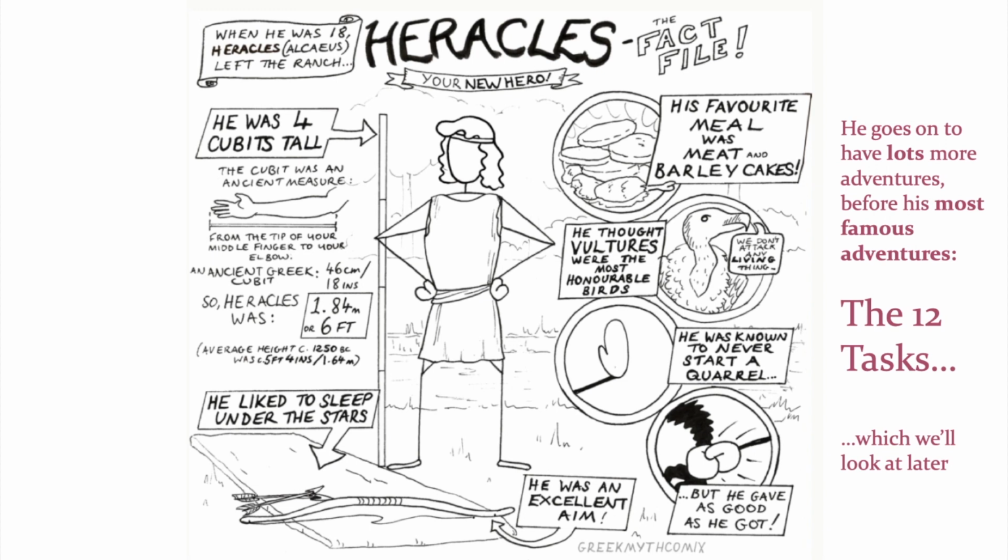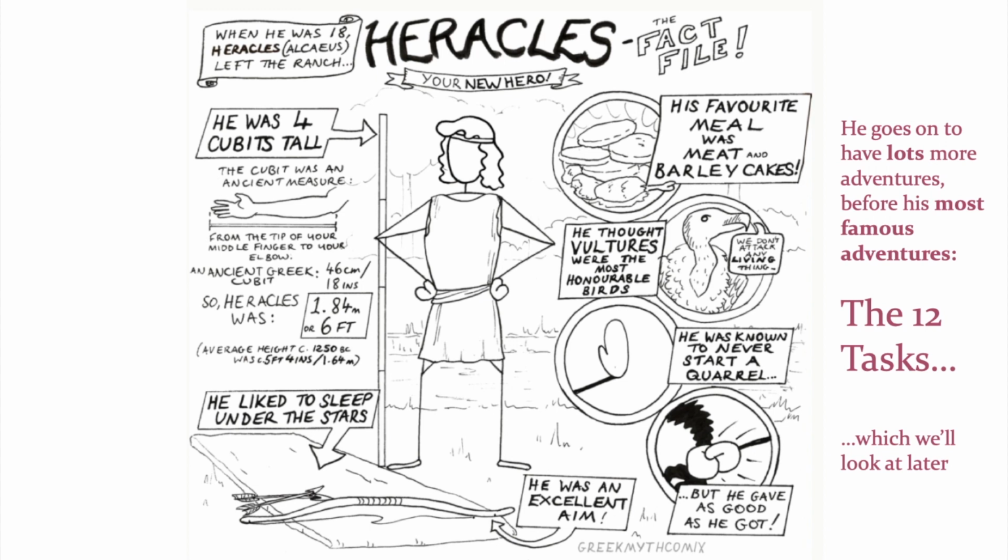He liked to sleep under the stars while hunting. He was an excellent aim with his bow and arrow. His favourite meal was meat and barley cakes, simple fare but tasty. He thought vultures were the most honourable birds because vultures don't attack any living thing, they only eat what is already dead. And he was never known to start a quarrel, but he gave as good as he got if someone started with him. You might say he might not have started, but he definitely finished arguments. And we'll definitely see that coming up later.